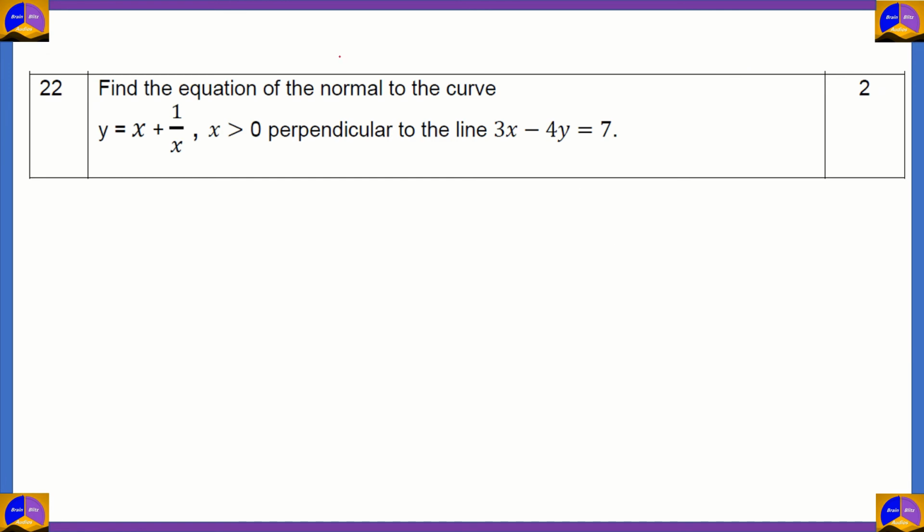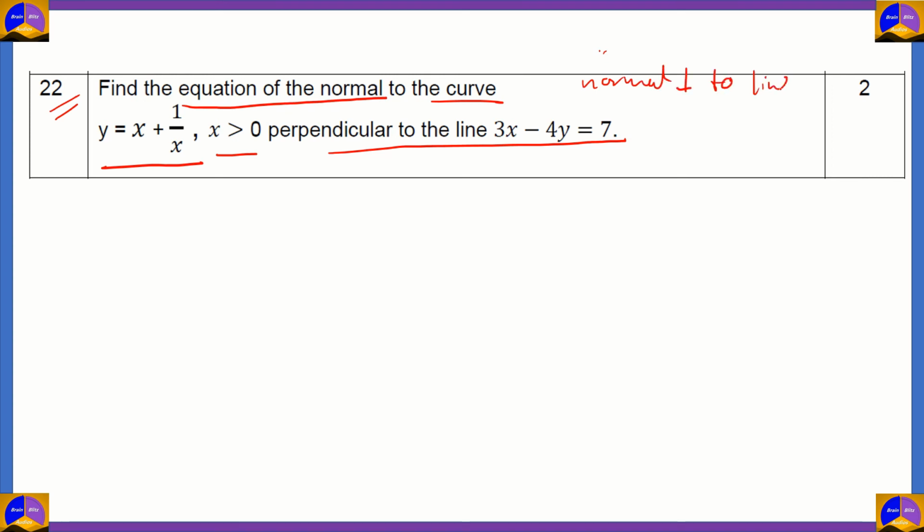Now let's look at the final question for this episode since the video is going long. So this is question number 22. We need to find the equation of the normal to the curve y is equal to x plus 1 by x, x greater than 0, such that it's perpendicular to the line 3x minus 4y equals 7. So over here, normal is perpendicular to the given line. But first things first, the equation of the curve is y equals x plus 1 by x.